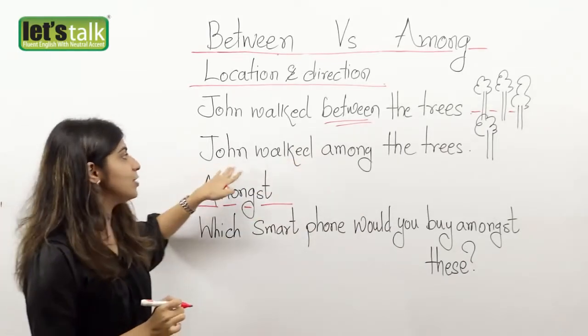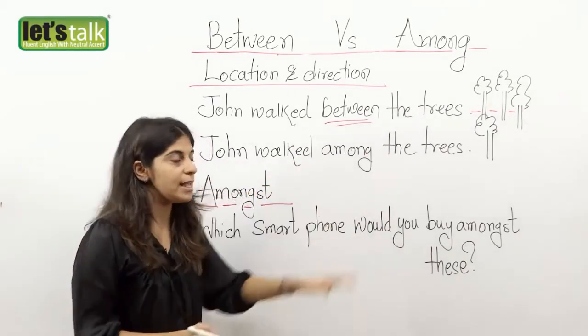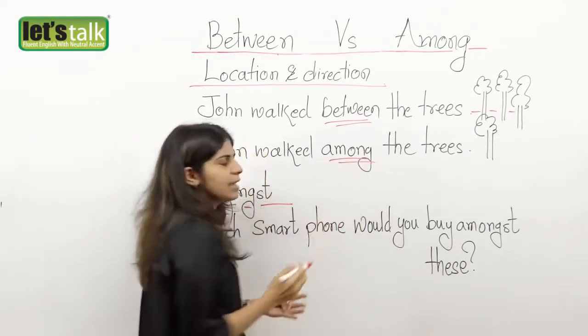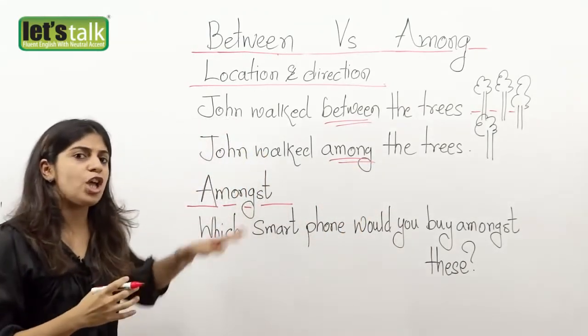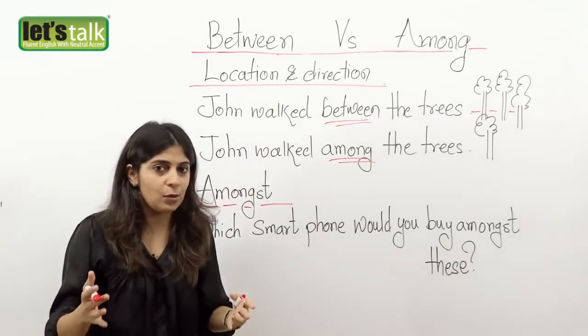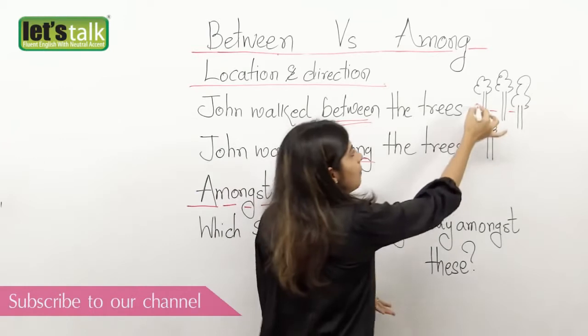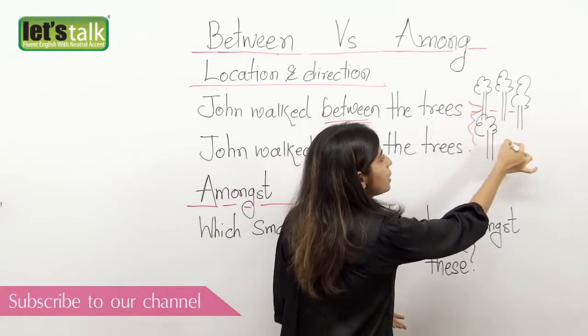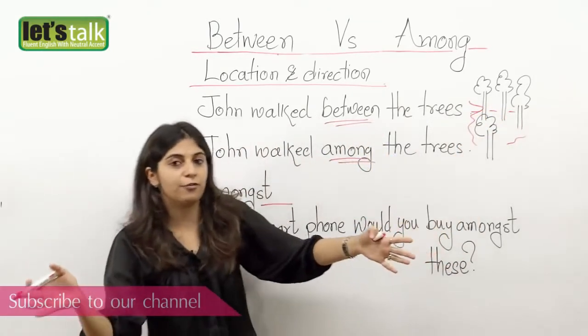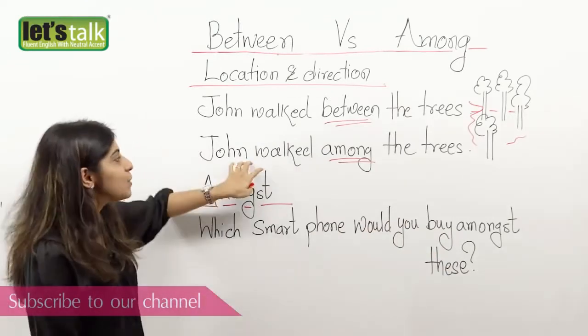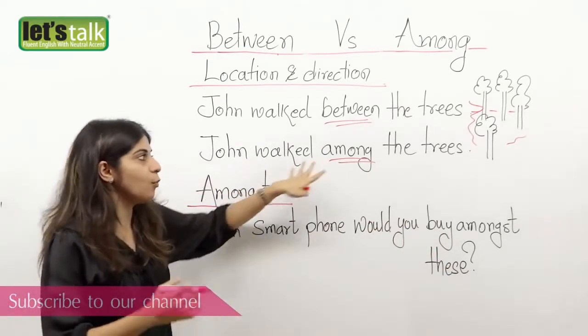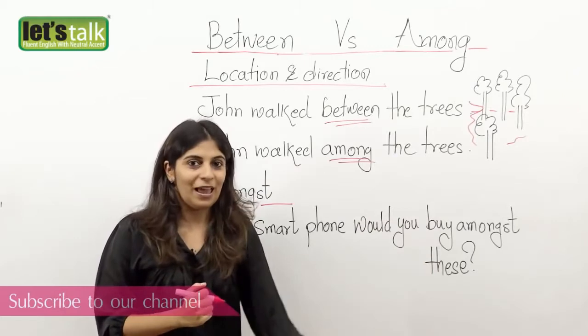Whereas in this sentence, John walked among the trees, among gives us an idea that maybe John was not sure about his path. So he kept wandering around the forest. Maybe he went here and then he went here. He just kept wandering around the park or the forest. And that's why we use the word among. So John walked among the trees.